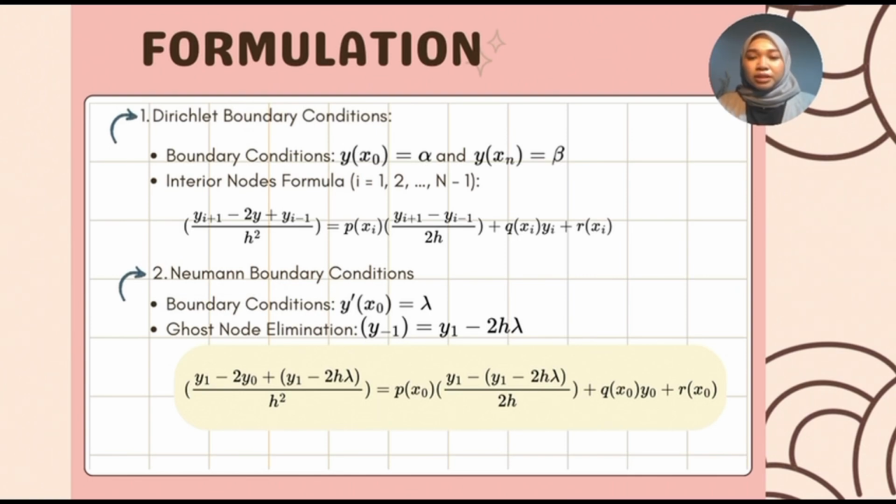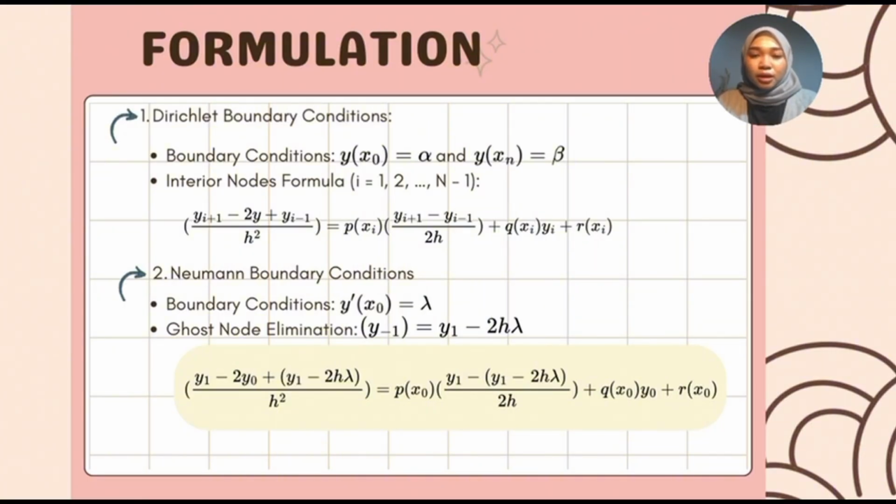Computationally, this makes our life much easier because the boundary value is already a known constant. We don't need to approximate a derivative at this point. We can directly substitute this constant into our neighboring interior equation, which effectively reduces the number of unknowns in our linear system. The second major type of boundary condition is the Neumann boundary condition.